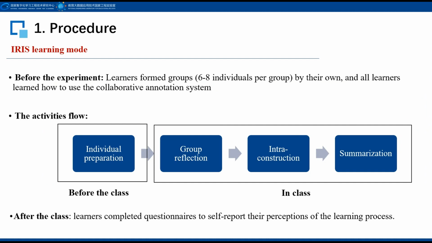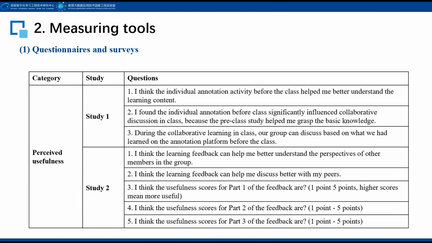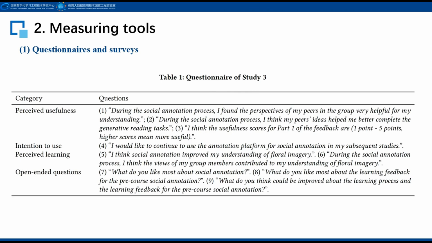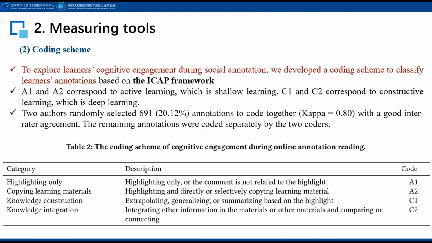Before the experiment, learners formed groups and learned how to use the collaborative annotation system. During the experiment, learners needed to go through the individual preparation, group reflection, idea construction, and summarization. After the class, all learners completed questionnaires. In Study 1 and Study 2, the questionnaires were about perceived usefulness. In Study 3, we asked learners about perceived usefulness, intention to use, and perceived learning. Moreover, we asked three open response questions.